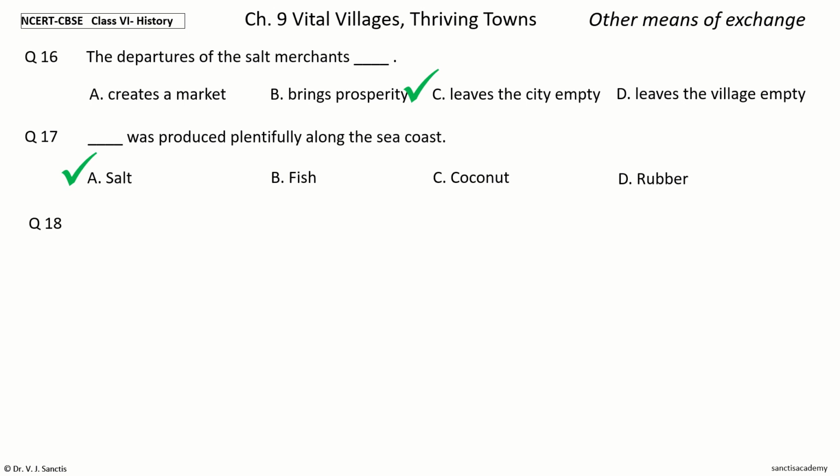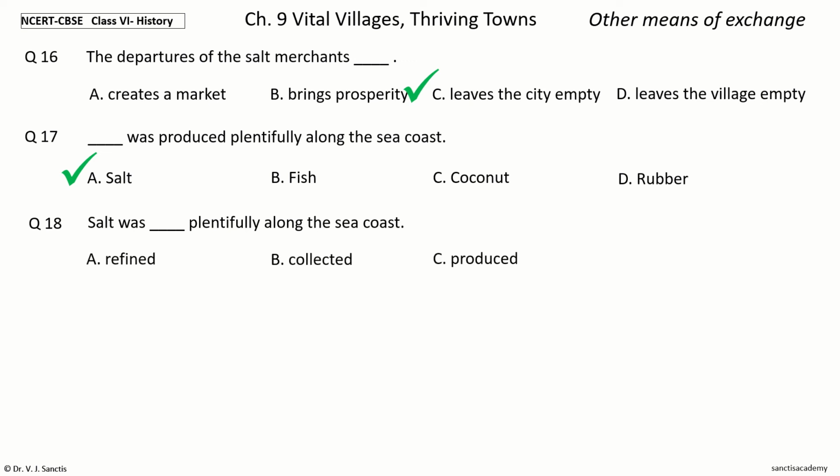Question 18. Salt was dash plentifully along the sea coast. The options are refined, collected, produced, sold. Your time to choose. And the answer is produced. So, salt was produced plentifully along the sea coast.